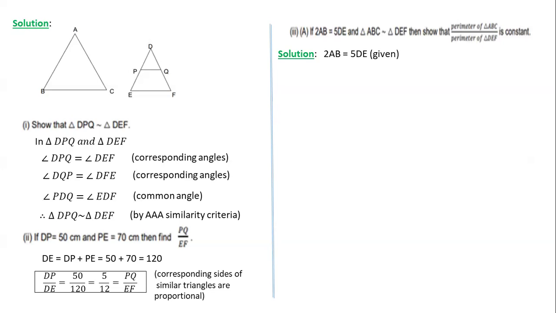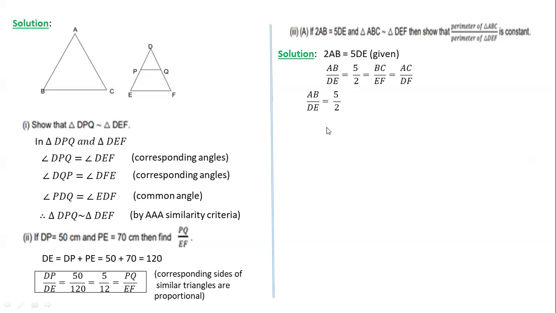So, now what do we do? DE we bring it down and 2 we take this side. So what will happen? AB upon DE is equal to 5 by 2, which is also equal to BC upon EF and AC upon DF, because these two triangles are similar. All the sides must be proportional. Corresponding sides of similar triangles are proportional. Same reason applies here.